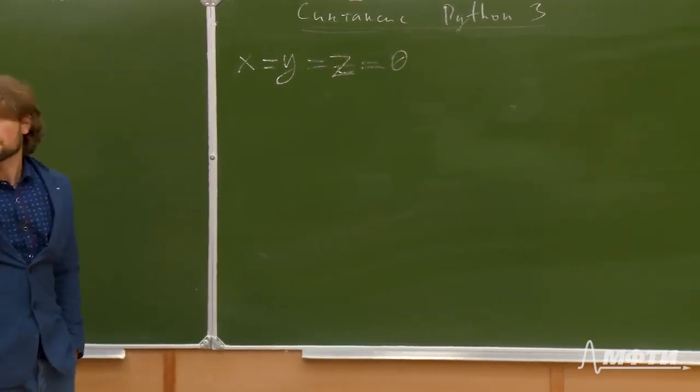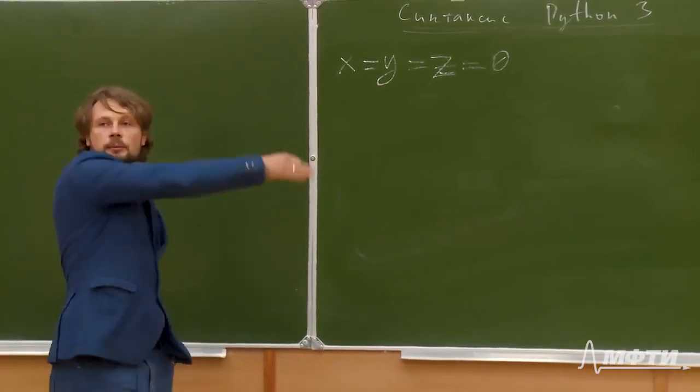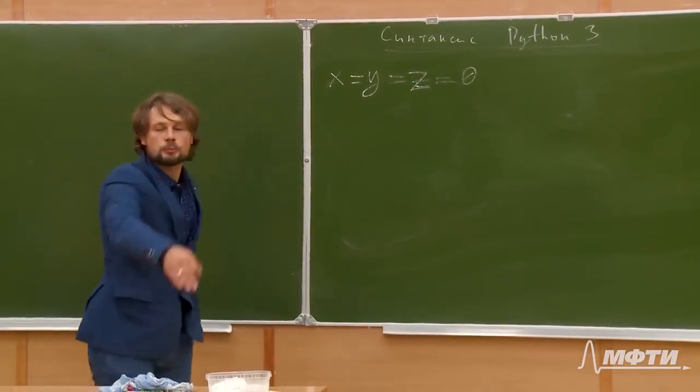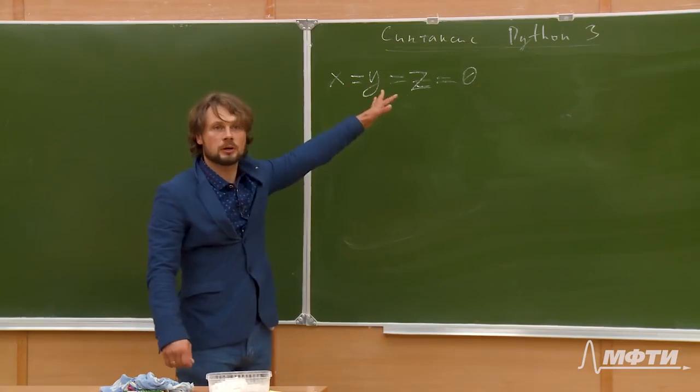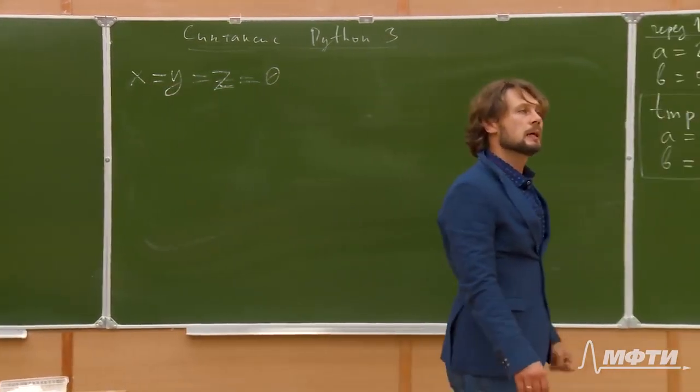Is that clear? In this case, all three names will point to the same object. Great. Well, compact. I need to zero out a bunch of variables at once. I define it, boom, that's it. C++, by the way, has this too. At all. If I change through Z.